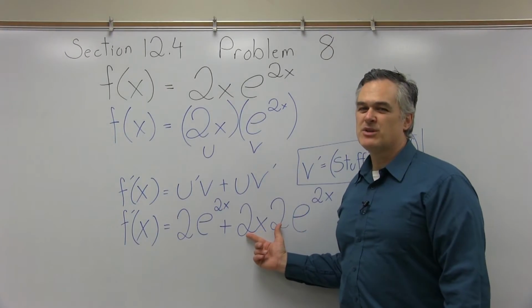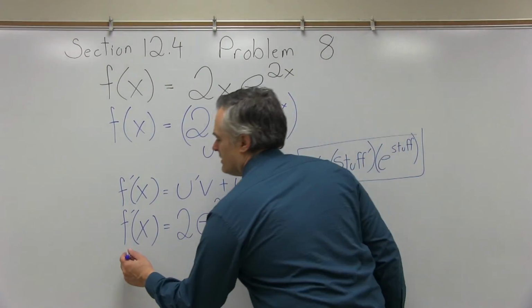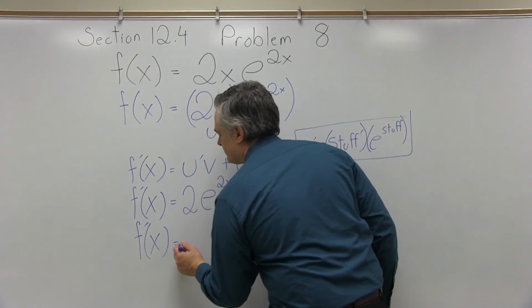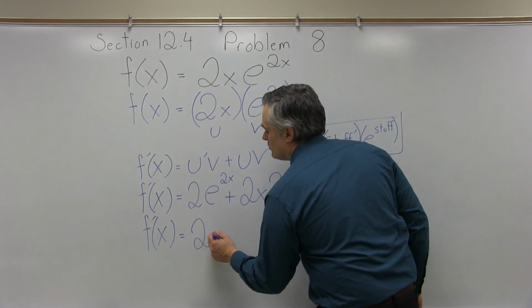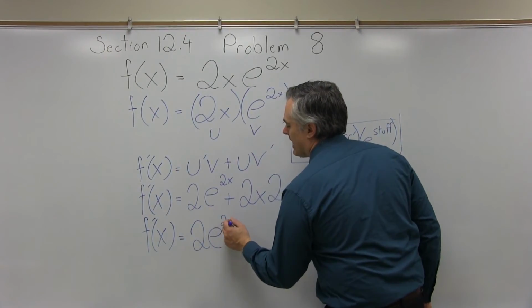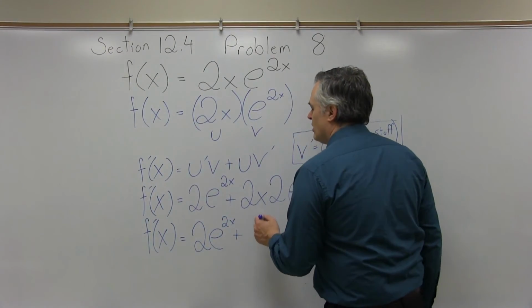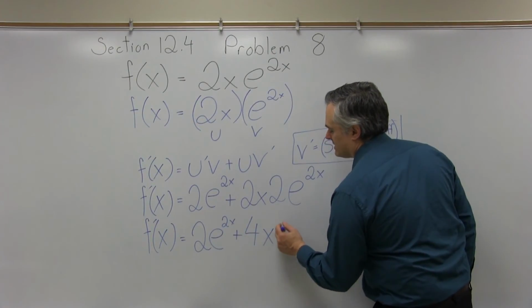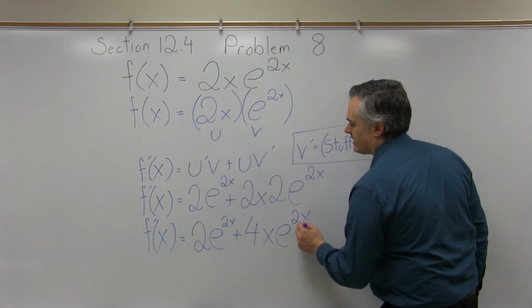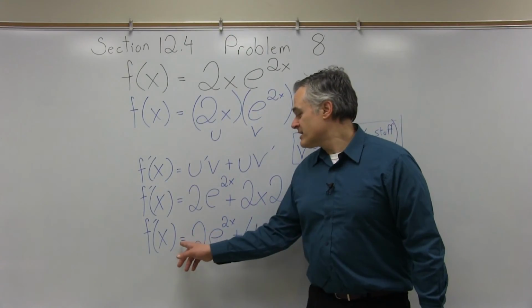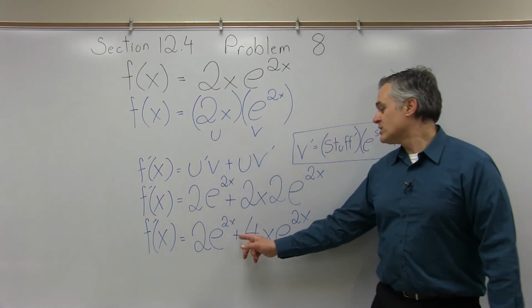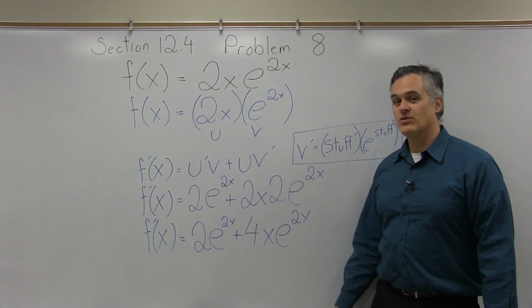The 2's I can multiply together and turn into a 4, so I would like to neaten that up a little bit. So f prime of x is 2e to the 2x plus 2x times 2 becomes 4x, and it's times e to the 2x. So the final answer, f prime of x equals 2e to the 2x power plus 4x e to the 2x power.